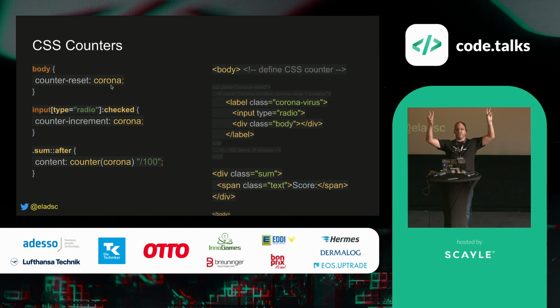Now I need to count all those dead viruses. I'm just selecting every input type radio that is checked, and counter-increment the Corona value, the CSS counter that I've created here. And now we need to print the total score to the screen. In order for it to work precisely, it needs to be defined in the HTML after all the input type radios. To do so, I just created a div with class sum, and then the text score is coming from the HTML. And here, immediately after, I want to print the total score to the screen.